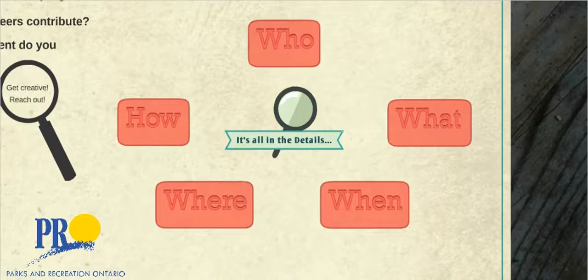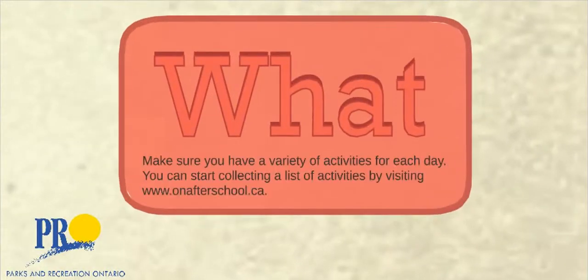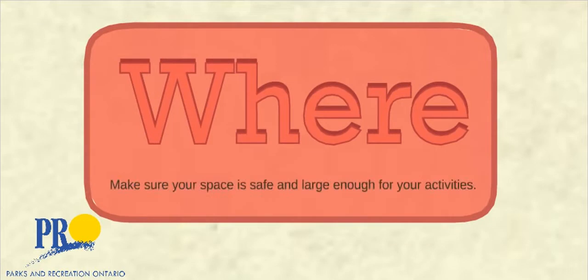The what. Make sure you have a variety of activities for each day. You can start collecting a list of activities based on your participants' interests and program mandates by visiting www.onafterschool.ca. Here you'll find a large database of activities for all age groups and activity types. The where. Make sure your space is safe and large enough for your activities. If your program is run in smaller spaces, such as classrooms, consider placing your participants into smaller groups so that they can rotate activities.